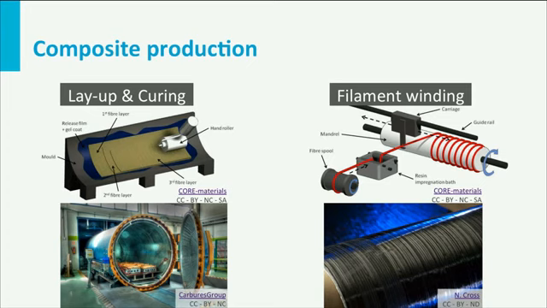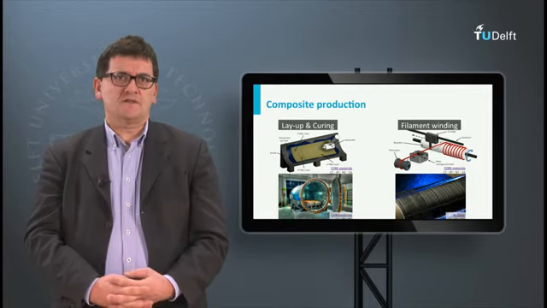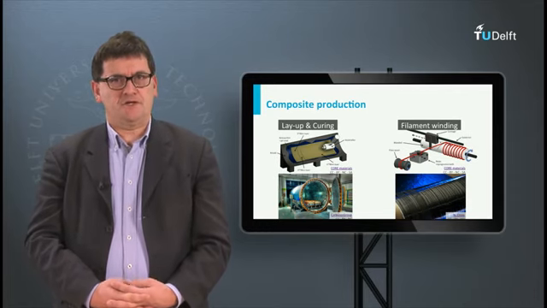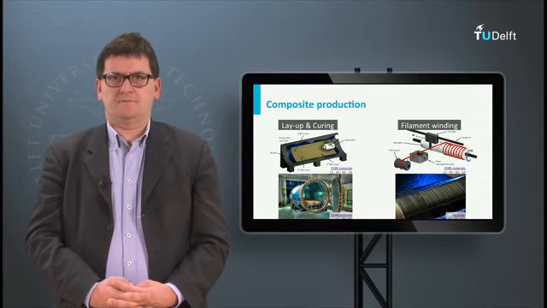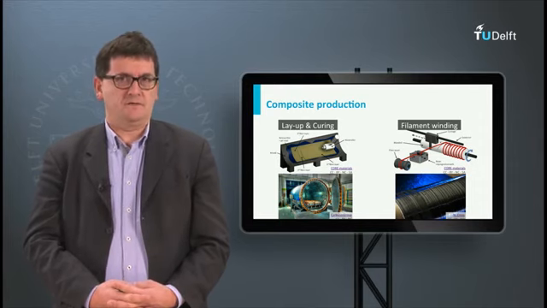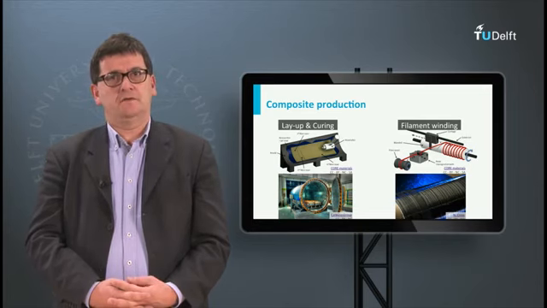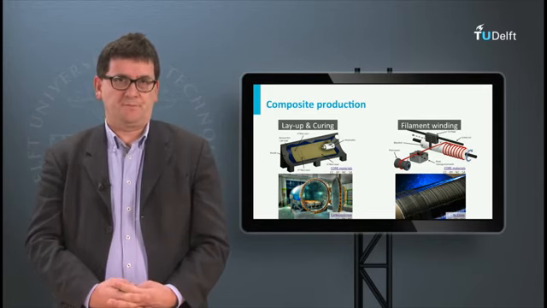Another process is filament winding. Filaments of fiber bundles are wound around a mandrel or a mold. Before the fibers are positioned on the mandrel, the fibers are impregnated by resin. Therefore, the fibers are guided through a resin bath. Once all fibers are impregnated and positioned onto the mandrel, the resin needs to be cured. This will be done in an oven, so at high temperature but ambient pressure.